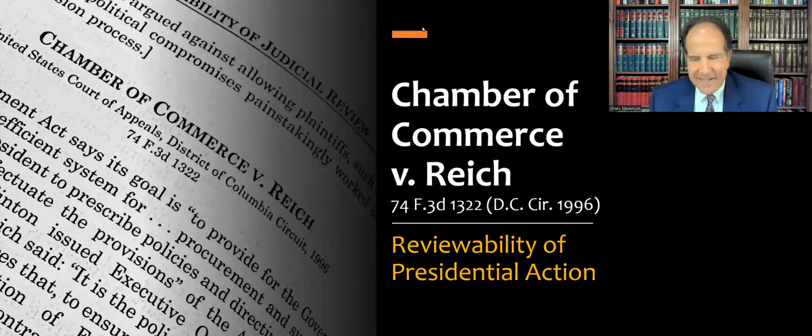I'm Drew Stevenson, and this is a lecture about the case Chamber of Commerce versus Reich, a DC Circuit Court of Appeals case from 1996 about the reviewability of presidential actions. This is for my administrative law course, and it's going to connect the part of the course where we talk about the availability of judicial review with an earlier part of the course where we talked about executive orders like 12866 and so forth. And so let's look at what happens in this case.